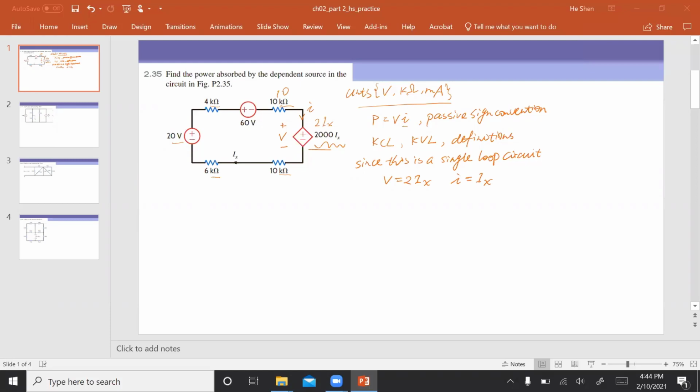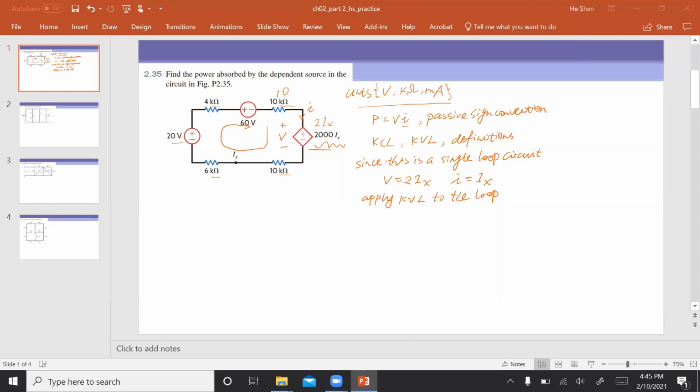So if I want to calculate the power, I just need to find out what Ix is, right? I need to set up an equation that will include Ix. Since this is a single loop circuit, we can write a KVL equation. Apply KVL to the loop. KVL tells us that the voltage drops following any closed loop add up to 0. Let's say I'm going to start from this dependent source.